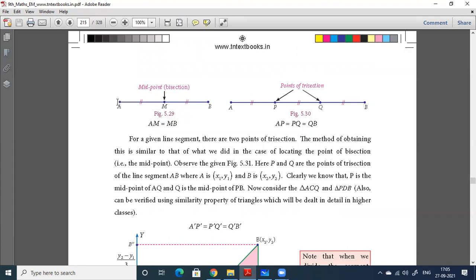Look, this is a bisection. One midpoint is there, and two equal sides are there. But trisection means you are going to have three equal sides. 1, 2, 3. So three equal sides is dividing, and you will have 2 points that are dividing it. So 2 points you need to find out, P and Q, not only M. That's the difference. Now let us see how we do that.